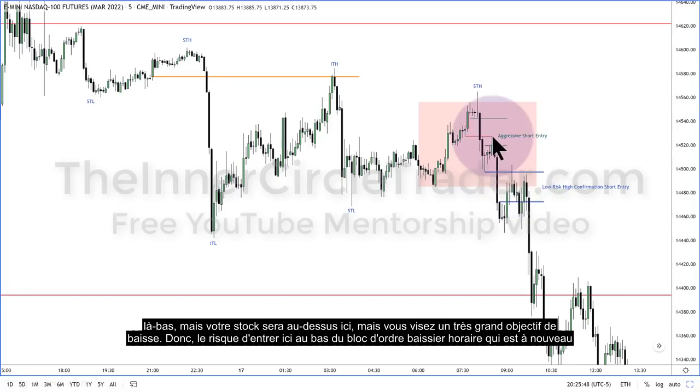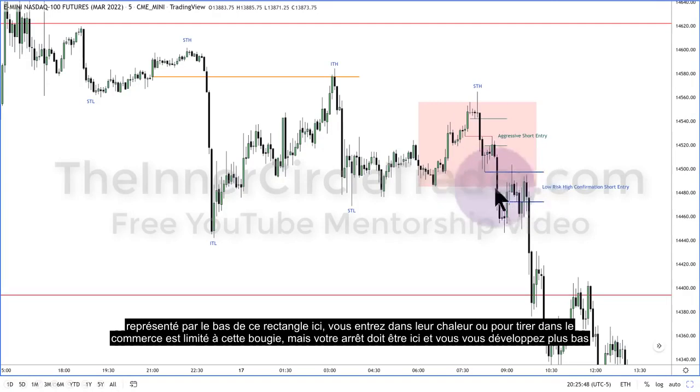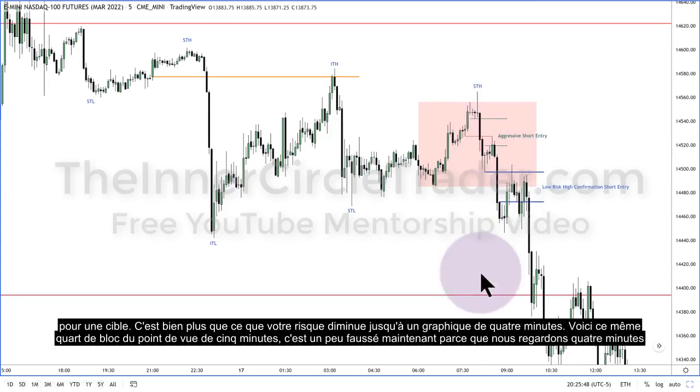But you're aiming for a very large downside objective. So the risk from entering here at the bottom of the hourly bearish order block, which is again represented by the bottom of that rectangle here, you're entering there. The heat or the drawdown in the trade is limited to just that candle. But your stop has to be here, and you're expanding lower for a target that's many times over what your risk is.